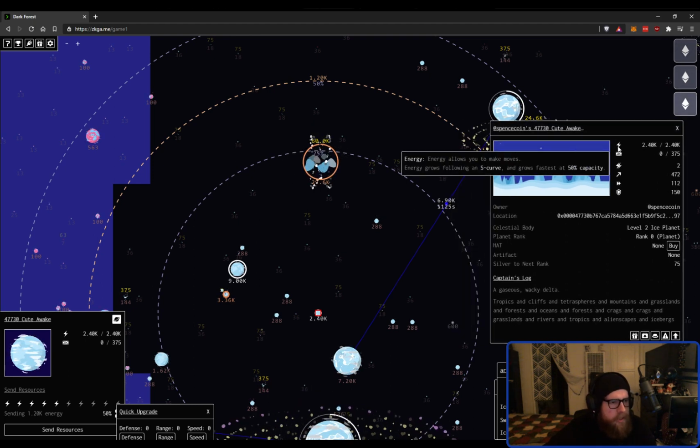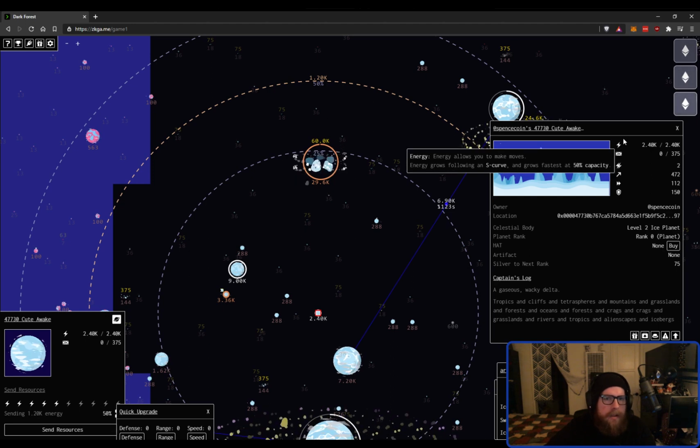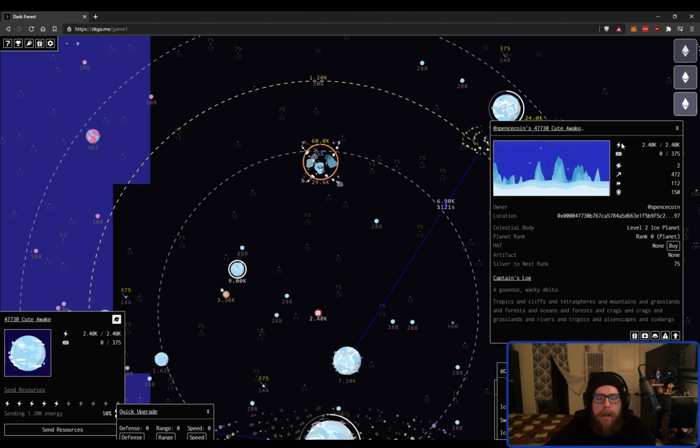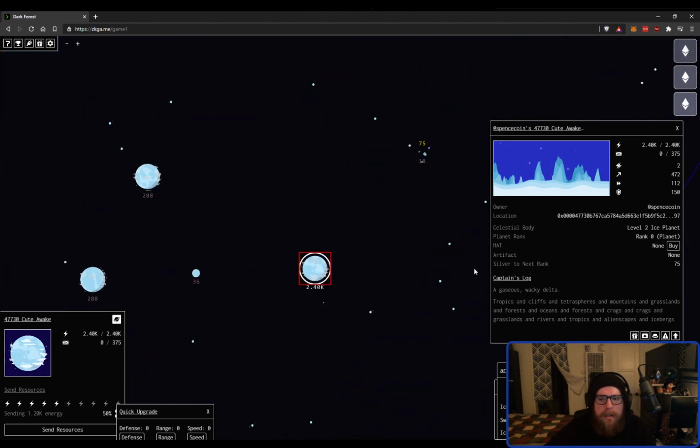Energy is the first stat. It's the most important stat. It's also the most easily understood. The left number is the current energy, and the right number is the cap for that planet. This can be upgraded with silver. There's a maximum number of times you can upgrade it, but pretty basic, pretty important.